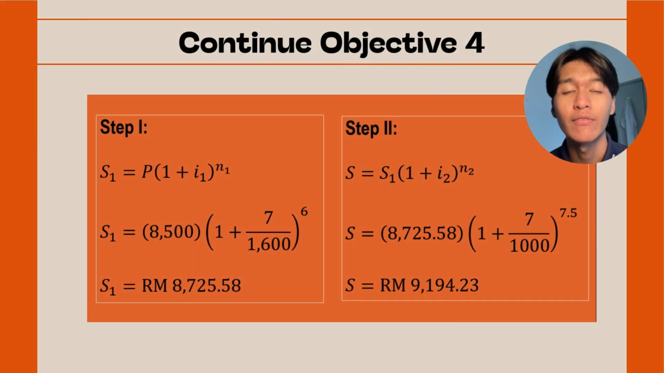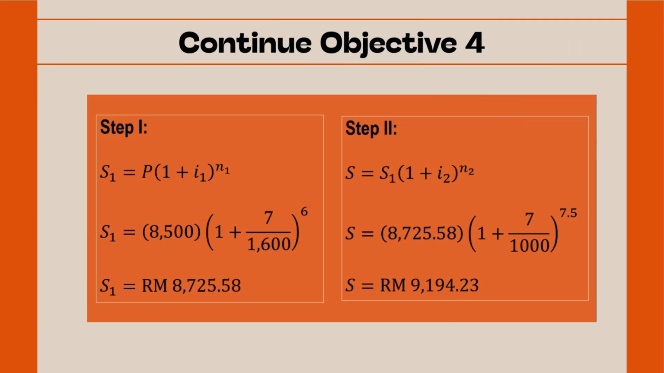Next is to calculate and find S1. The formula we will use is S1 equals to P times 1 plus I1 to the power of N1. After that, we just substitute the formula with the numbers, which is S1 equals to 8500 times 1 plus 7 over 1600 to the power of 6. And that will lead us to the answer, which is S1 equals to 8725 ringgit and 58 cents.